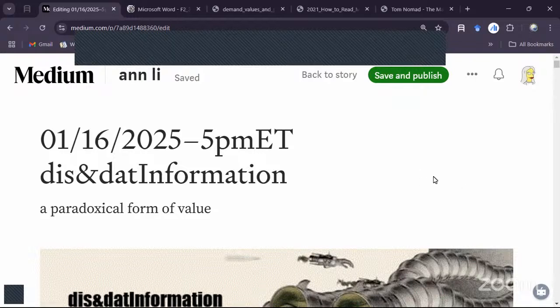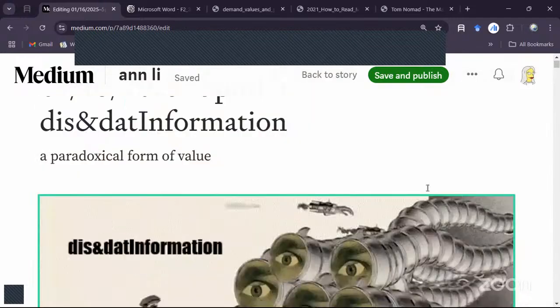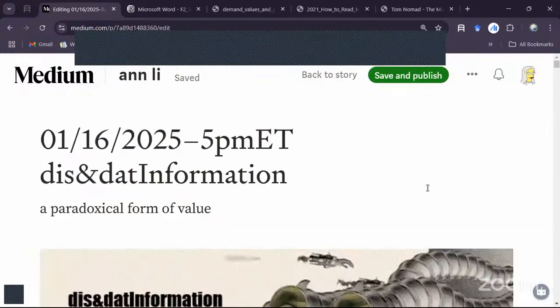Speaking of which, but today it's going to be a little shorter, we'll see. A paradoxical form of value, which is Appendix 3 of Michael Heinrich's How to Read Capital of 2021.